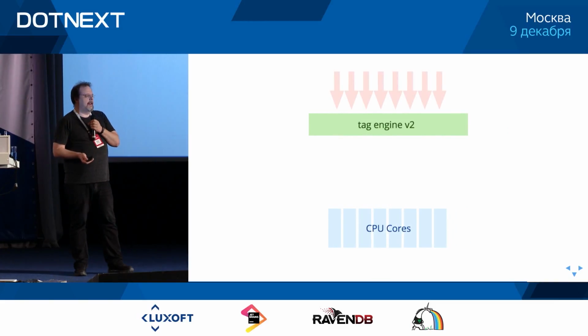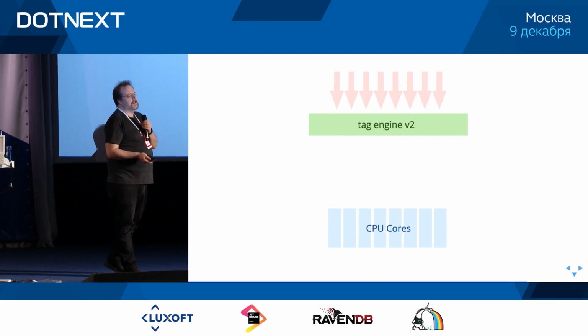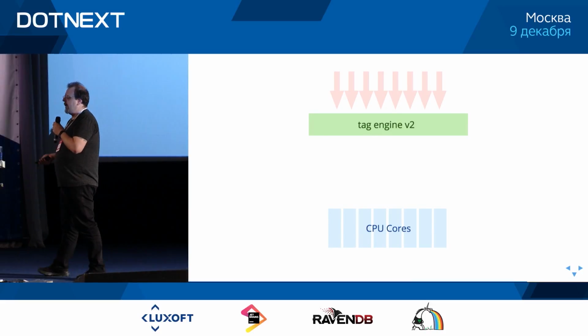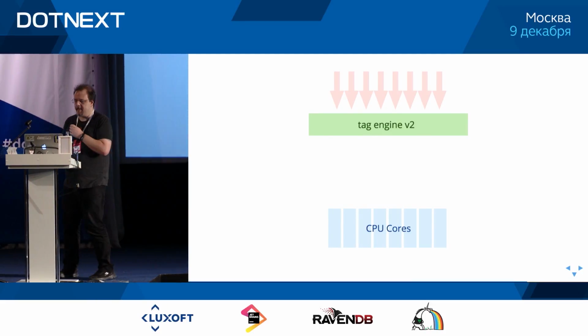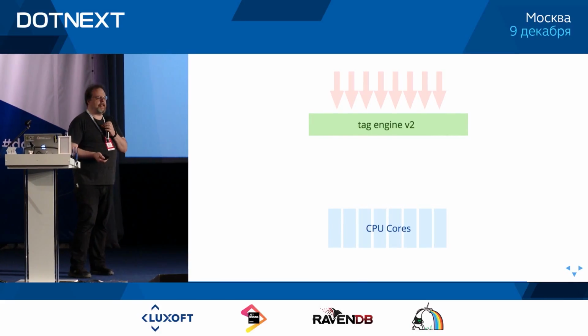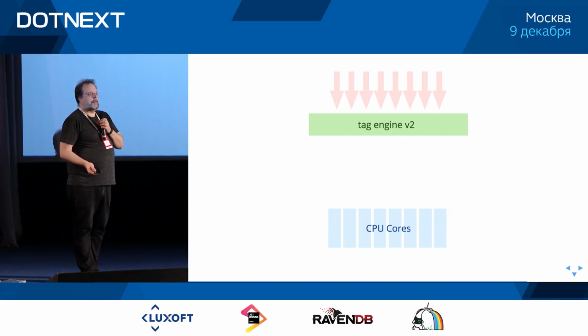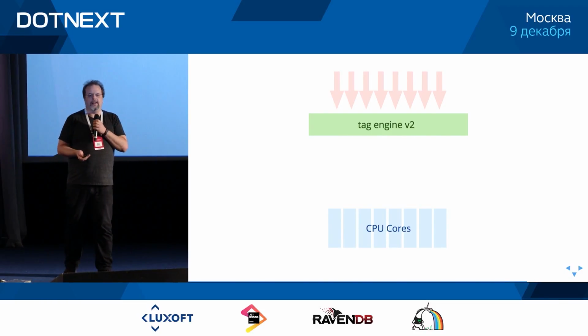But then again, this was not enough, because 700 milliseconds is still too slow. We want to go under 50 milliseconds. So we started to rethink the tag engine. What if we don't make it behave like a web server, but we make it behave differently?